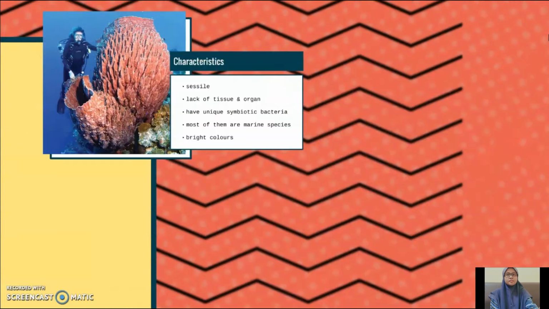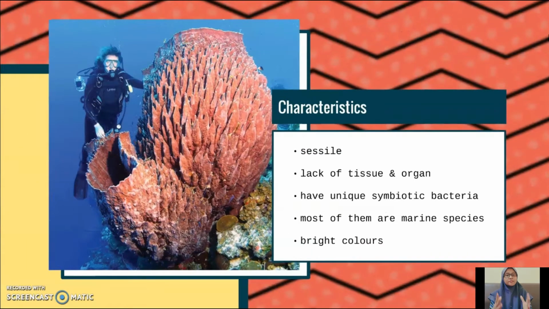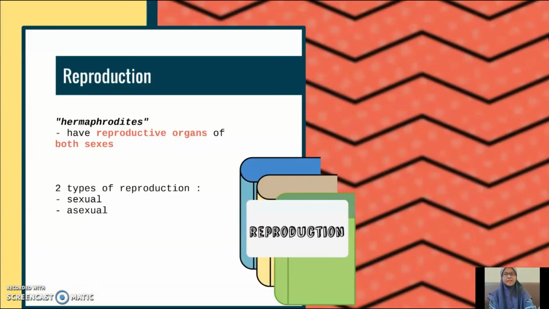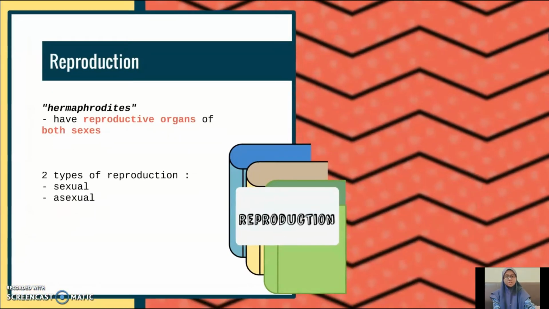And these are the characteristics of sponge. Sessile. Sessile means they don't move. They also lack tissue and organs. Sponges also have unique symbiotic bacteria. Most of them are marine species with bright colors. For reproduction, most sponges are hermaphrodites. They have reproductive organs of both sexes, female and male. And there are 2 types of reproduction, sexual and asexual.